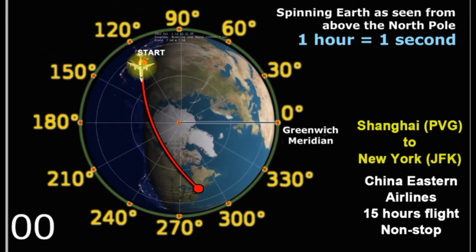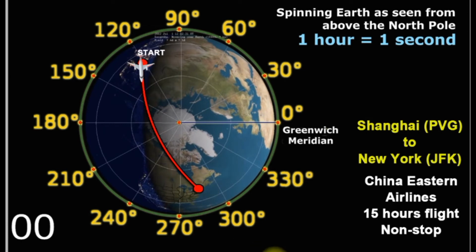Alright guys, this is the flight back, Shanghai to New York. Same thing, 15 hours. Point of start right here. Earth is back to its position. Here's the prime meridian. The flight will start from Shanghai, 15 hours. Pay attention to the counter. And New York's right here.